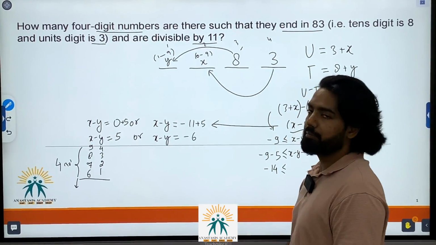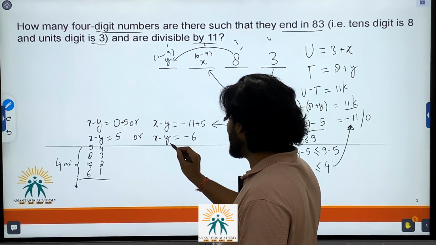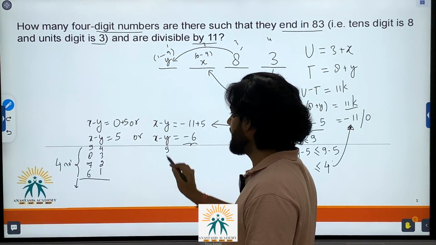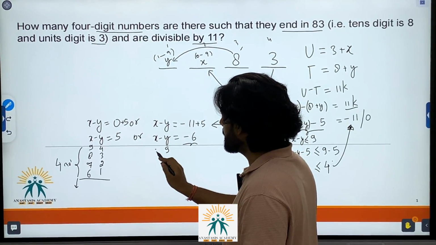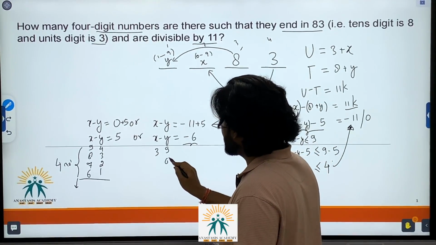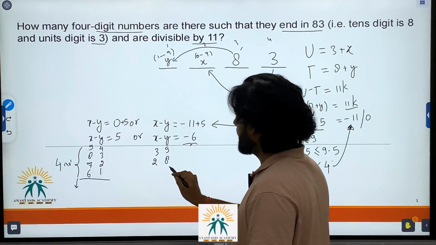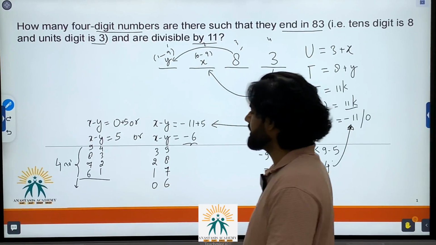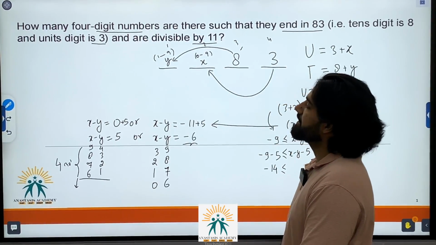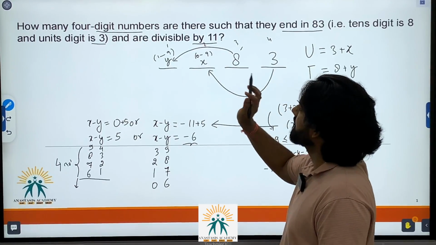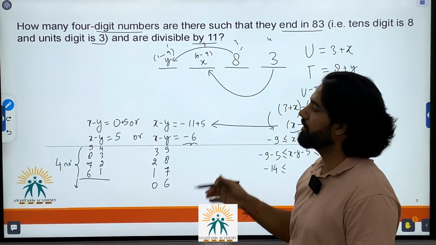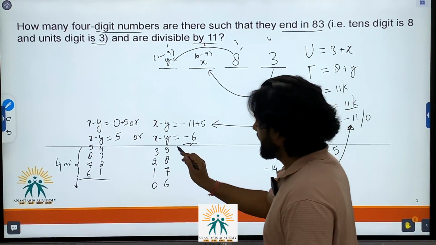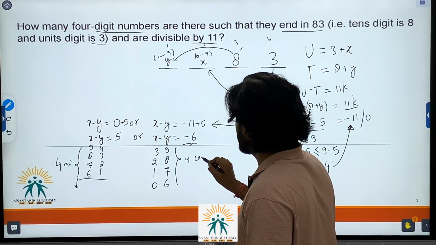Also, x minus y can be minus 6, so if it has to be minus 6, y maximum can be 9, right? So x can take the value 3. If y is 8, x can take the value 2. If it is 7, x is 1. If y is 6, x can take the value 0, because I can place 0 at the second digit, right? At the second digit I can place 0, because it's a 4-digit number; the first digit cannot be 0. So there are 4 more cases, right?